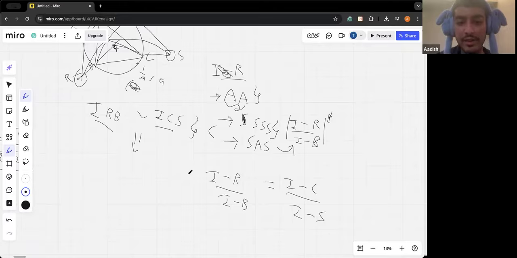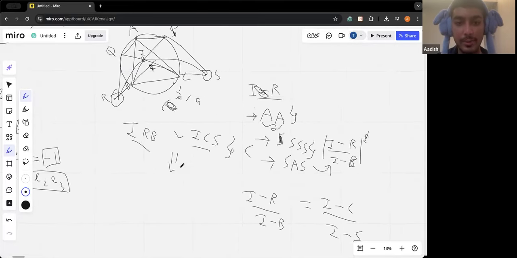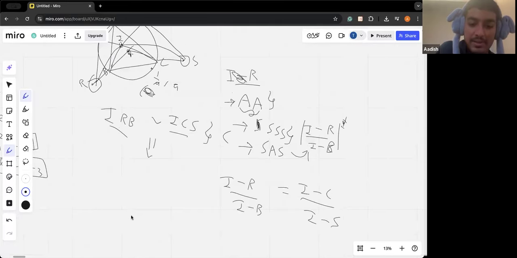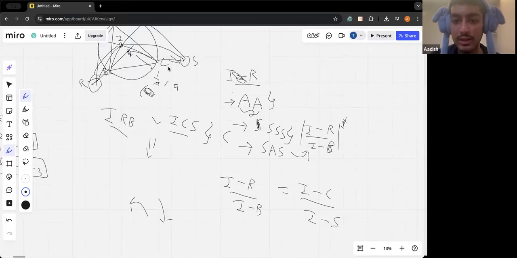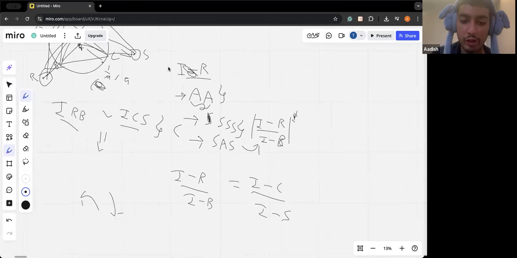This fails when the triangles are similar in the opposite direction, because angles in complex numbers are different whether it's clockwise or anti-clockwise. Here you can notice that I, R, B are in anti-clockwise order, and so is I, C, S. If they were in opposite order, then you would want to take the conjugate of one side to make the angle negative. But here it doesn't matter.